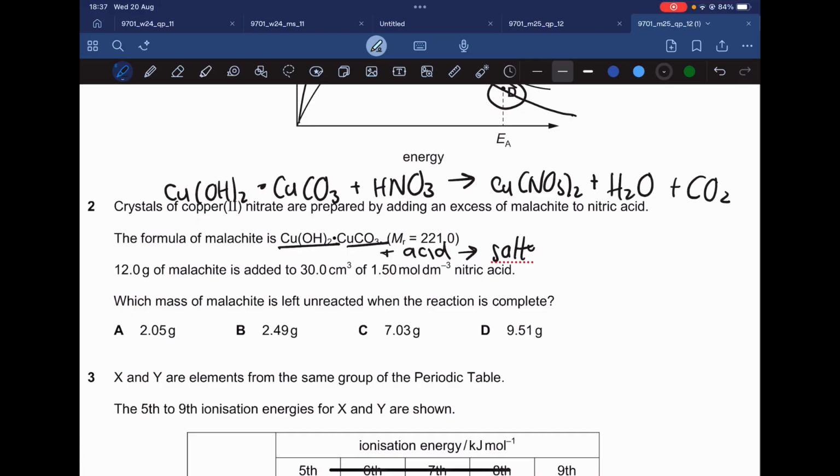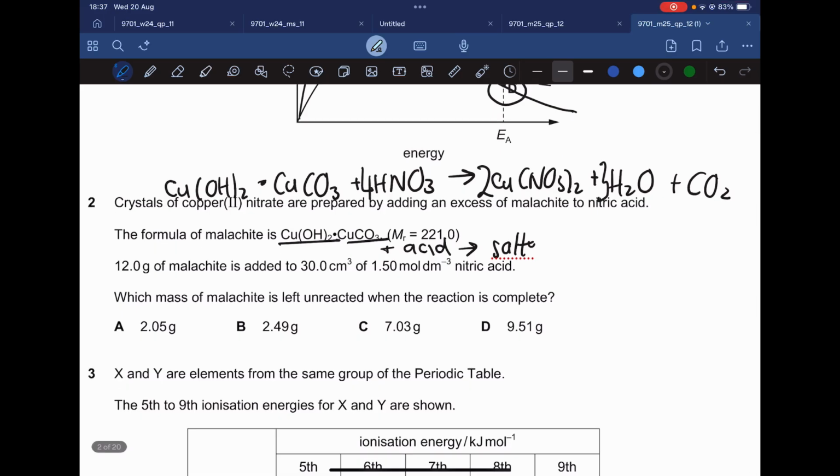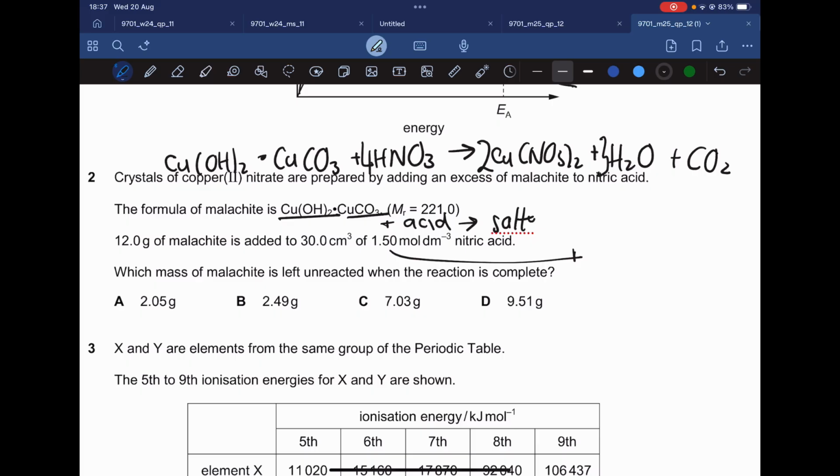So if we had to balance all that together, this is 2 coppers on this side, and that means we have 4 nitrates, 4 here, and then if we count the number of carbon, it is just 1, and then hydrogens, we have 6 hydrogens, and that's 3 waters. So now that we have a balanced equation here, let's do the mole calculation.